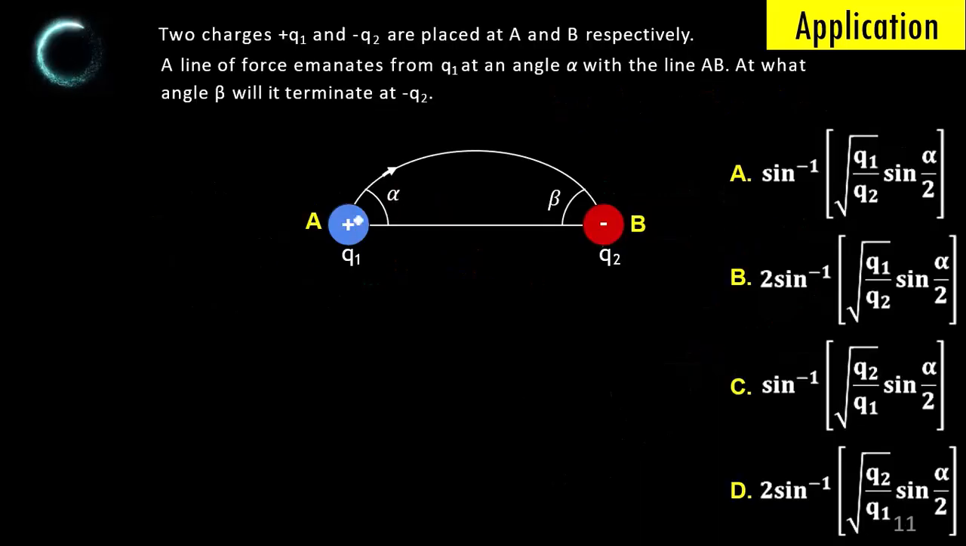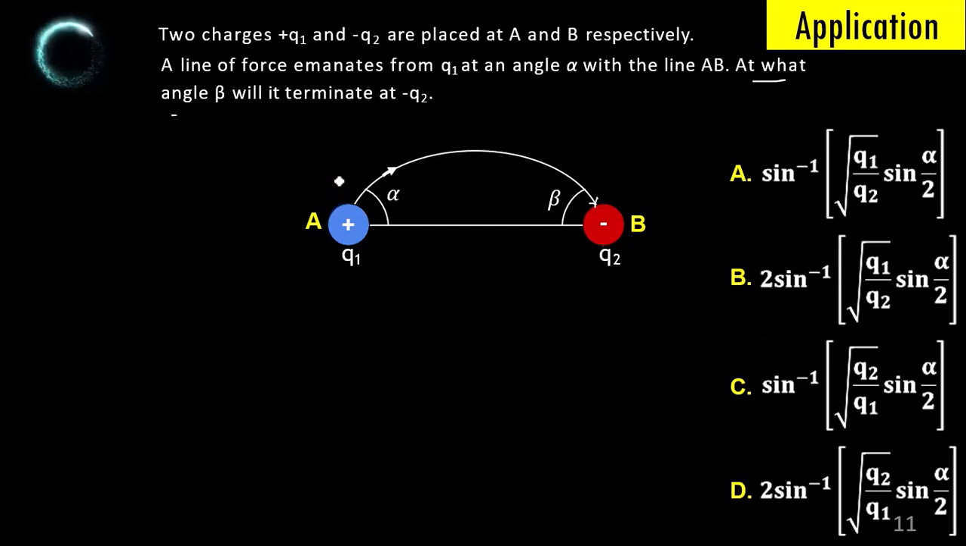Now moving on to the next problem, where there are 2 point charges, Q1 and Q2. Since these two are point charges, one is positive and another is negative. So whatever electric field comes out from this goes in and enters the negative charge. You are asked to calculate at what angle beta the field lines will terminate at negative Q2. So you are asked to calculate the beta angle.